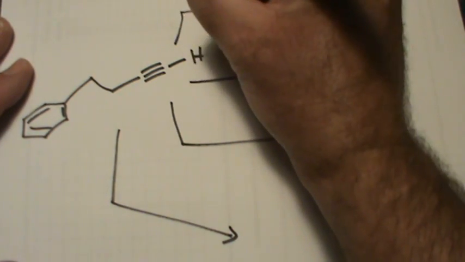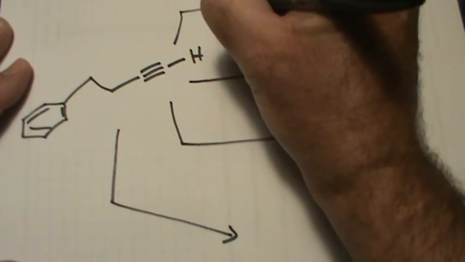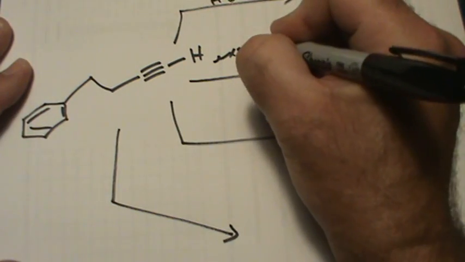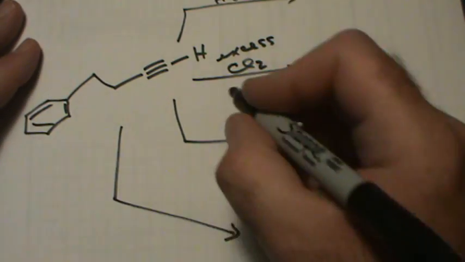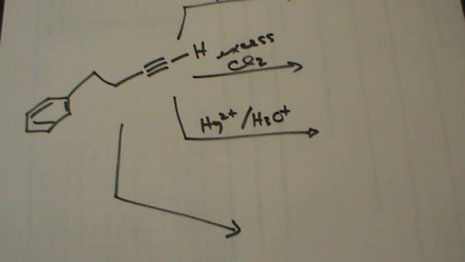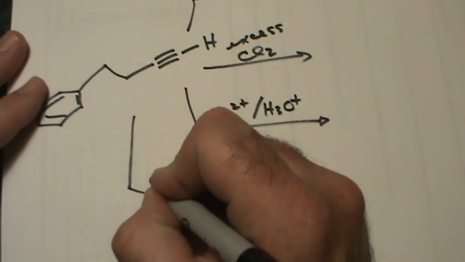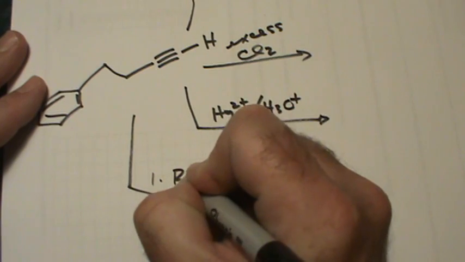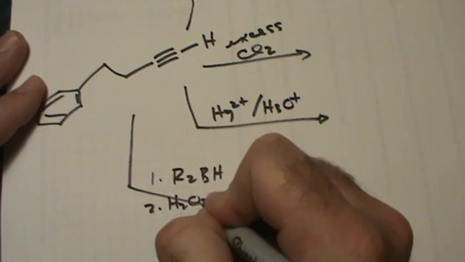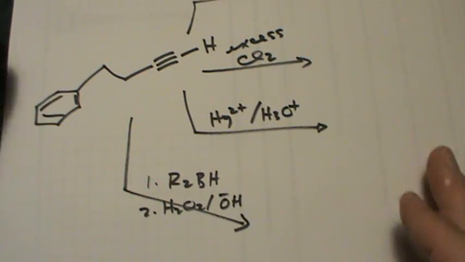Let's say in the first case we had excess HBr. In the second case we had excess Cl2, molecular chlorine. In the third case we had a reaction with a mercury dication in the presence of aqueous acid. And in the final case, we have reaction with a hindered organoborane in the first step, followed by H2O2, OH- in the second step.